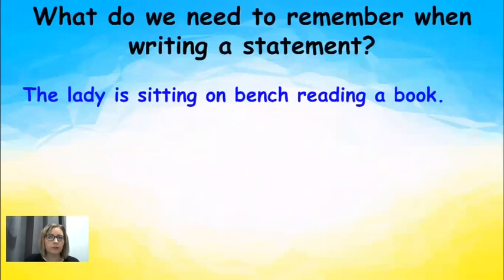So when we're going to write these statements, what do we need to remember to do? Here's one that we were looking at just a moment ago. The lady is sitting on a bench reading a book. Have a look at that. Which success criteria do I need to follow in order to write successful statements? Pause the video here and have a think, then come back. See you in a minute.